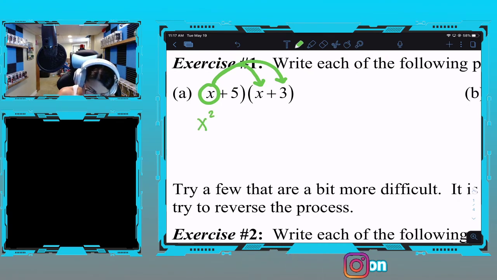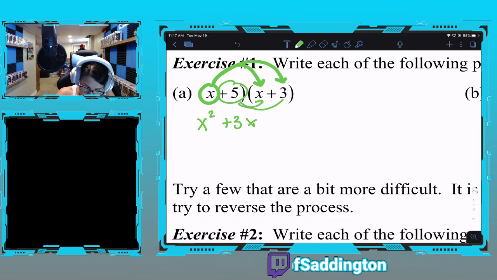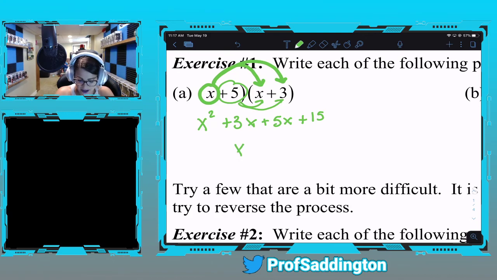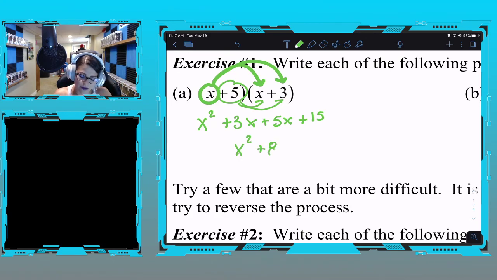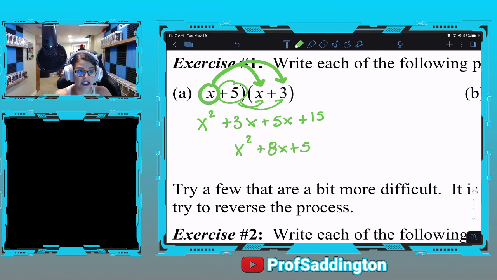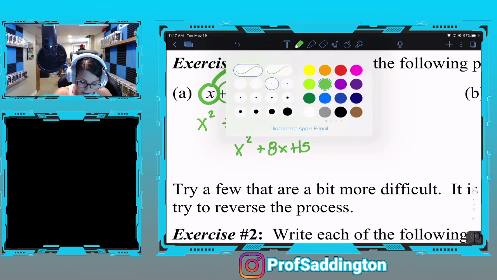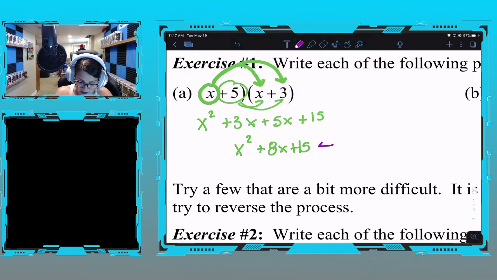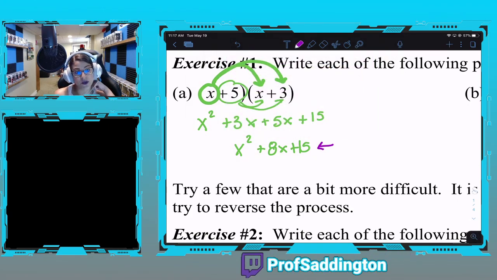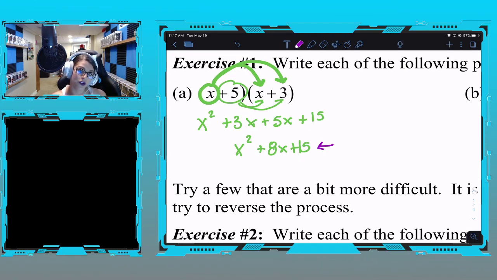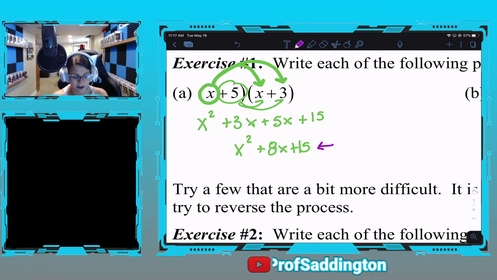All right, x squared plus 3x. And then we're going to distribute the 5. So plus 5x plus 15. So when the dust settles, we get x squared plus 8x plus 15. Oops, forgot my 1. So our goal for today, what we're going to be asked to do, is we're going to be given the trinomial, and we're going to have to work backwards to figure out what the two binomials were. We're going to see if we can notice any patterns or a way that we might be able to figure that out.